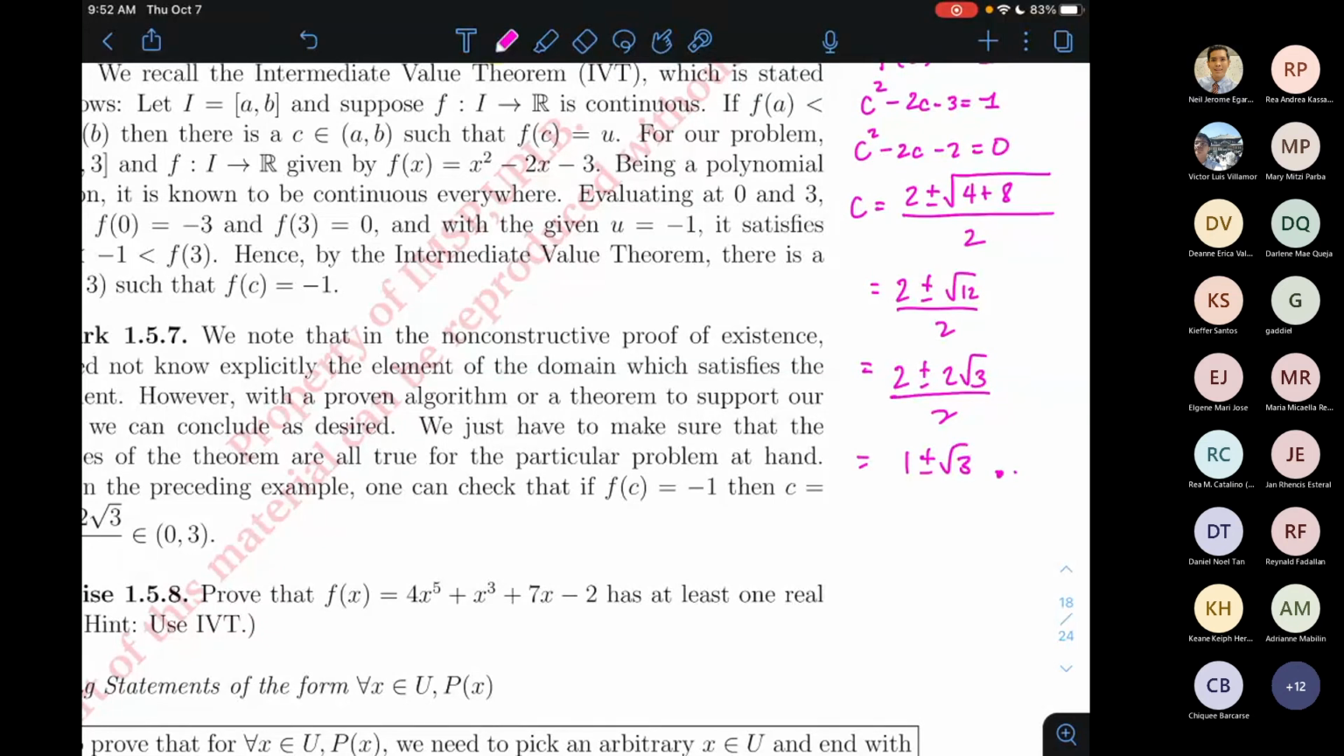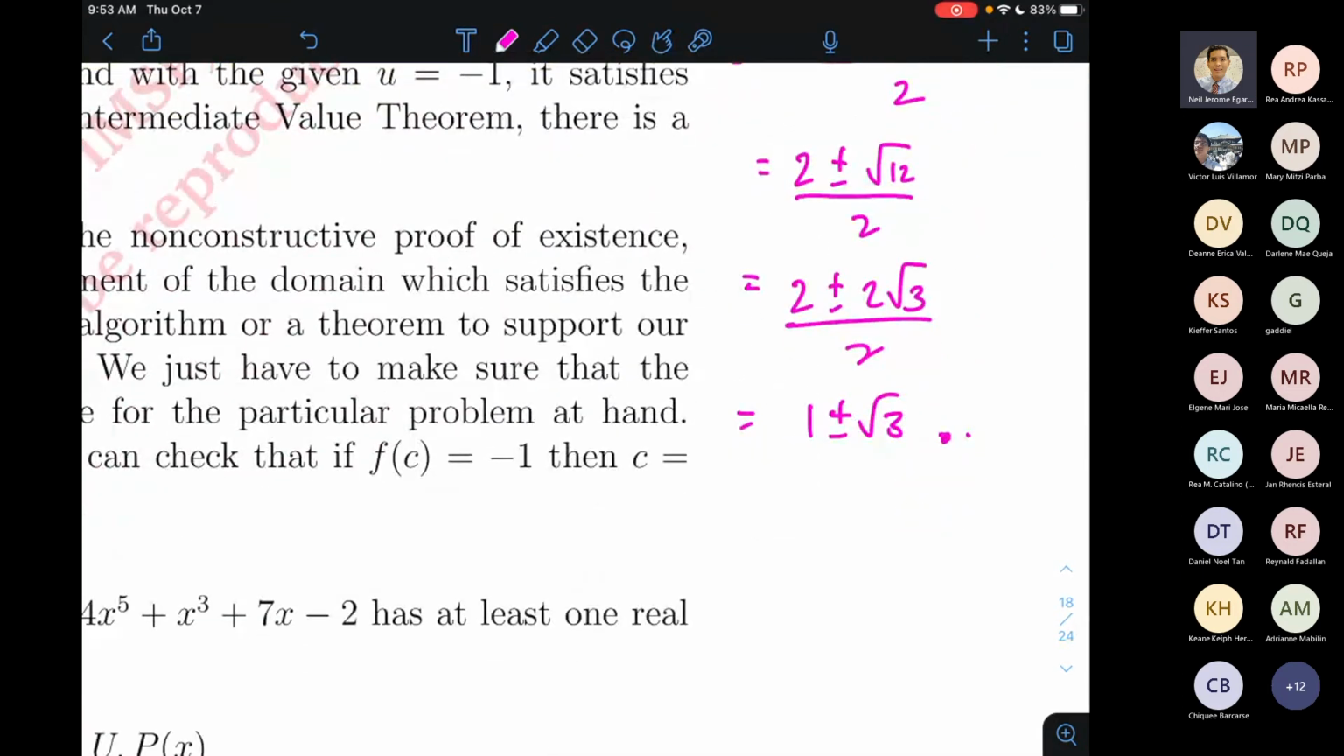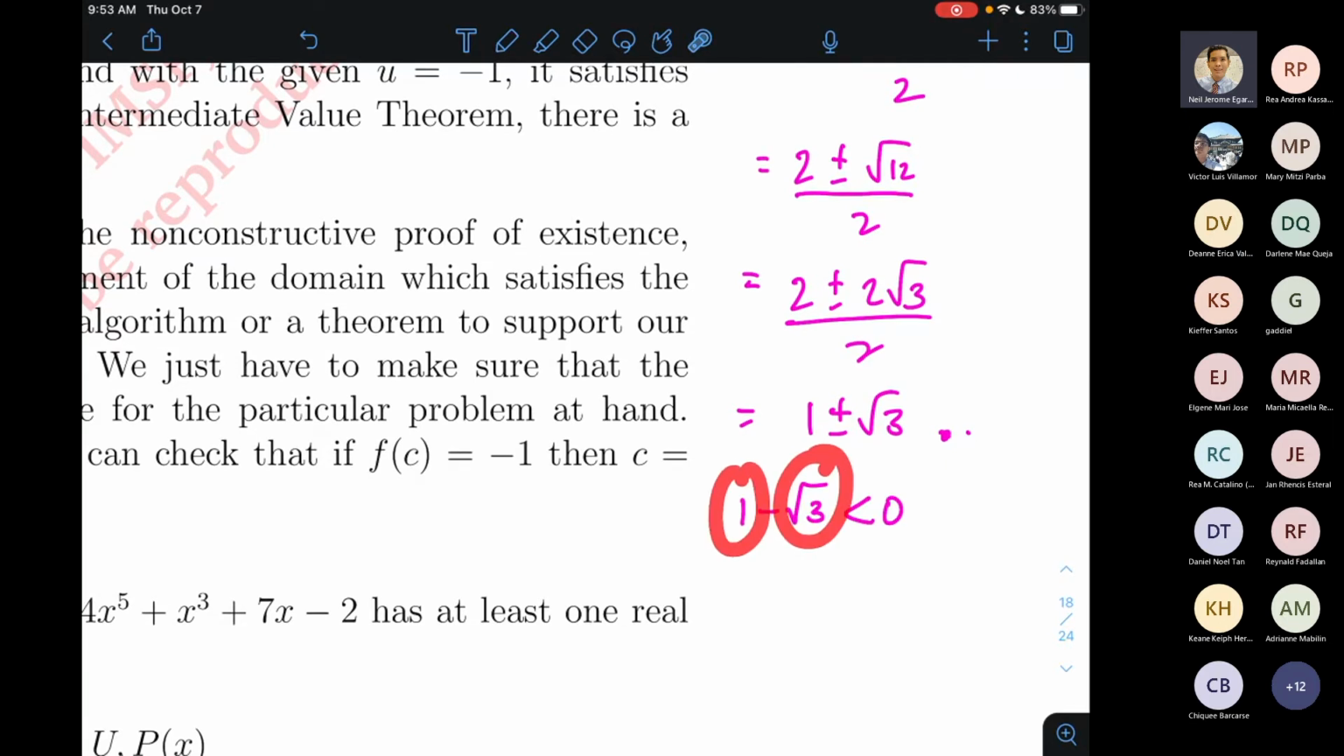All right. So, and then, dalawa yung options natin. May nakita tayong dalawang c such that f of c is equal to -1. However, the theorem requires c to be between 0 and 3. Note na ang 1 minus root 3 ay negative kasi mas malaki si root 3 kaysa kay root 1. Alright? So this would be negative, pero sure tayo na yung 1 plus root 3 ay greater than 0, but this is less than 3.